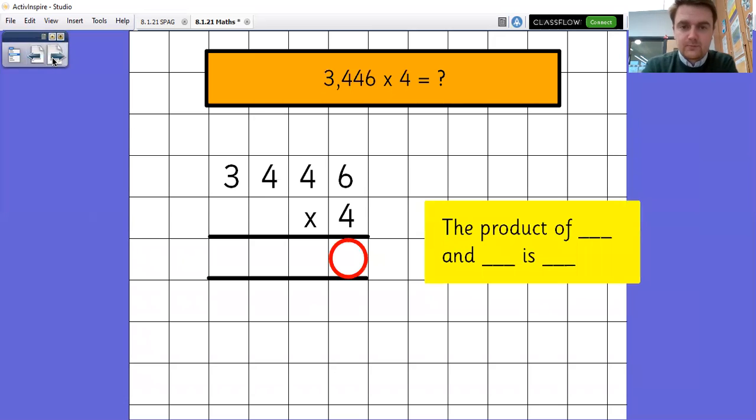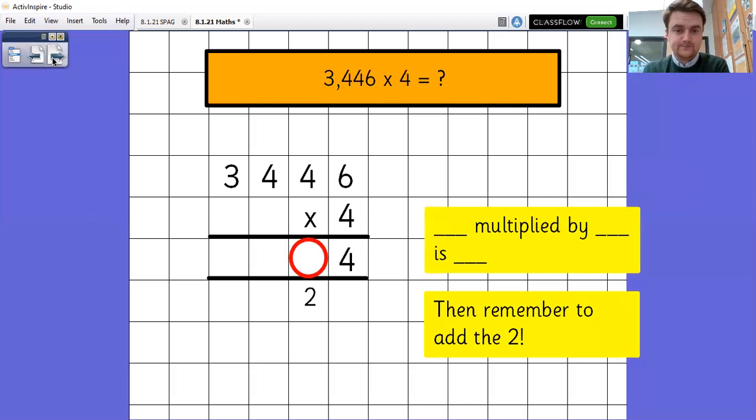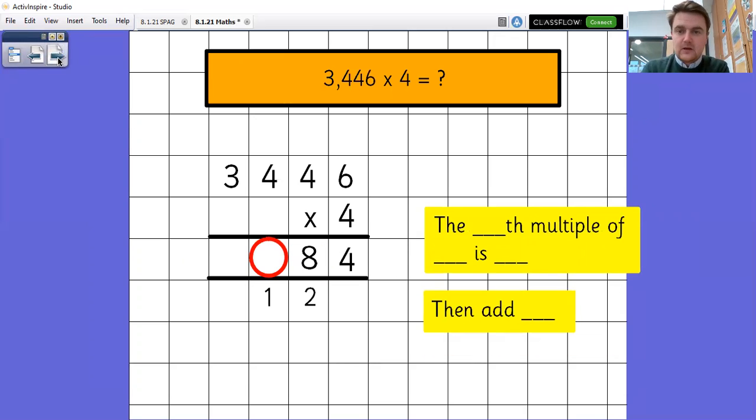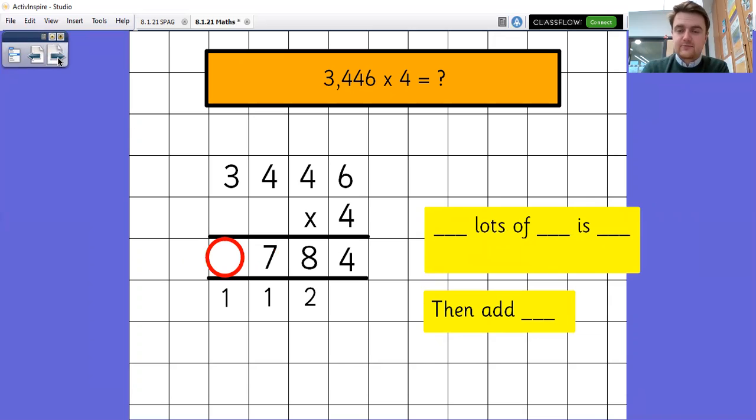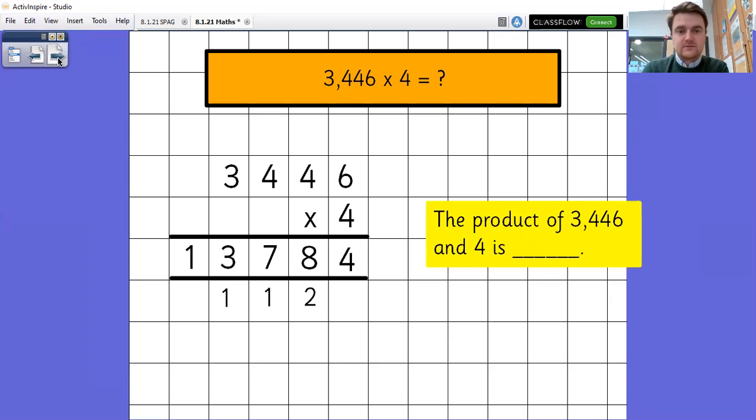So the product of 6 and 4 is 24. So I've got the 4 up there and the 2 gets carried. 4 multiplied by 4 is 16. Add the 2 is 18. The 4th multiple of 4 is 16. Add the 1, which gives me 17. And 3 lots of 4 is 12. Add the 1 gives me 13. So the product of 3,446 and 4 is 13,784.